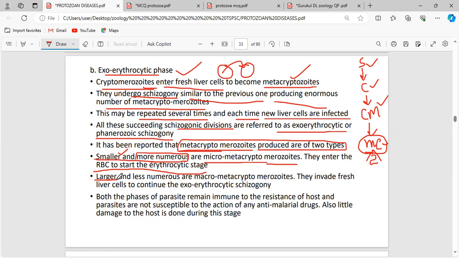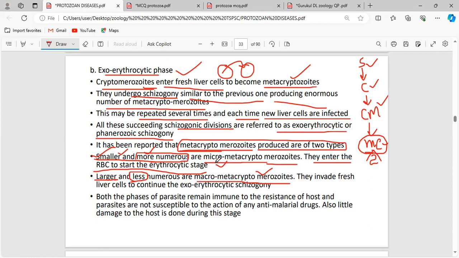Now the larger ones, the macro metacryptomerocytes, are produced in less number. The smaller are produced more numerously, and the larger are produced less numerously. The smaller is called the micro metacryptomerocytes, and the larger is called the macro metacryptomerocytes. Now this micro will enter the RBC, and again they start the erythrocytic stage.